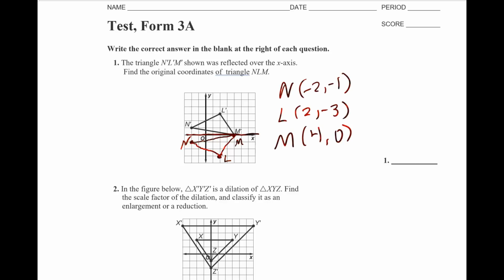Okay, another way to look at this is to find the prime or the pairs. I'm just going to do this for N prime, just to show you this, just because you don't have a graph and you don't want to graph this. So if you look at N prime, it is currently at -1, 2, -2, 1, right? And so what do we know about reflecting over the x-axis? If I reflect over the x-axis, the x's stay the same and the y's change. So basically I'm saying, hey, reflect back over to get the original points. So if I reflect back over, the x's stay the same, y's change.